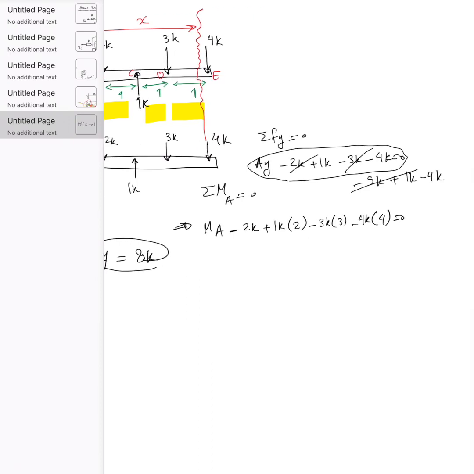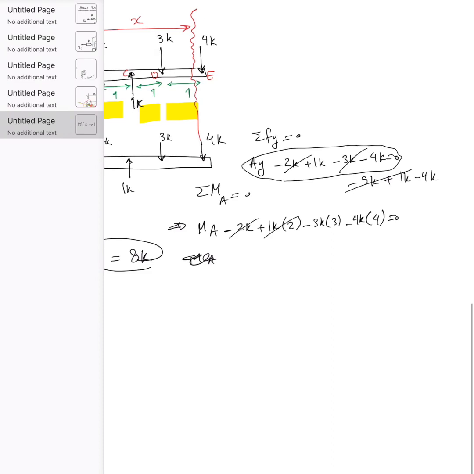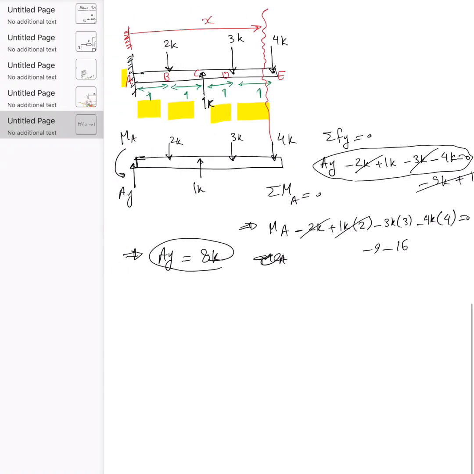And if you solve for the moment relation, MA, this is going to be a positive 2, which cancels out with this, and this is going to be negative 9, negative 16, which gives you negative 25. Take it to the right, positive. MA is equal to 25 kilonewton meters.